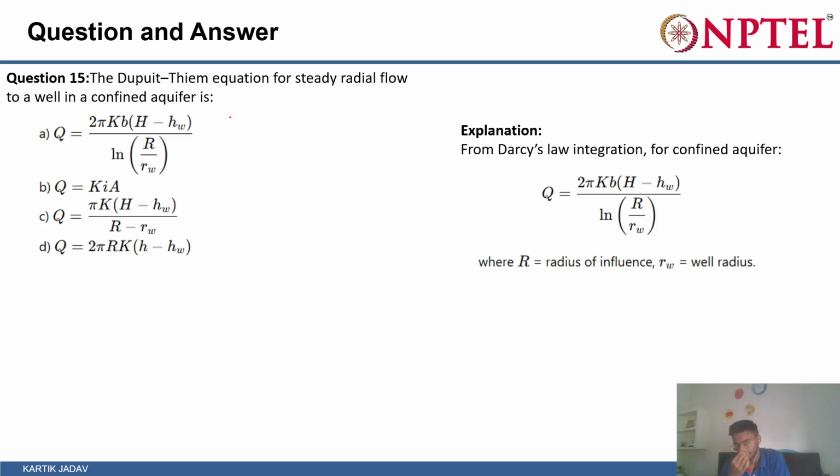Question number 15. The Thiem equation for steady radial flow to a well in a confined aquifer is, the equation for confined aquifer, 2 pi K b times the difference in head by ln r2 by r1. Correct answer is option, right. So we have already derived this.